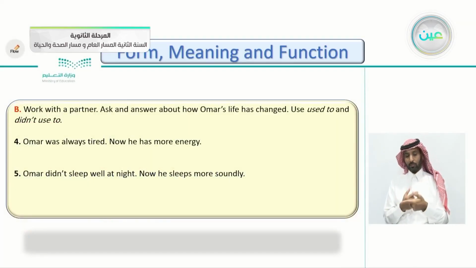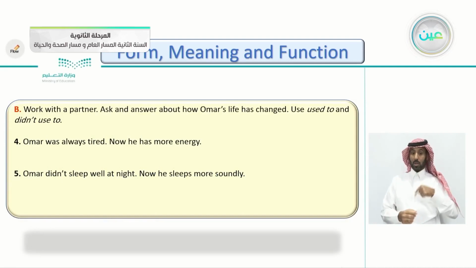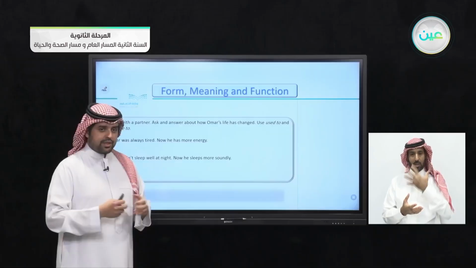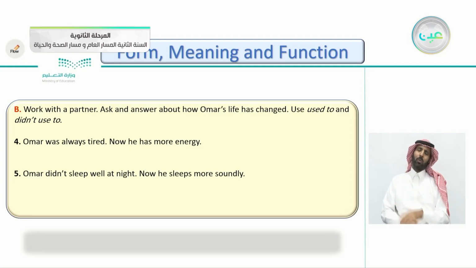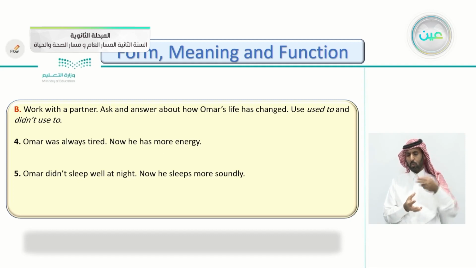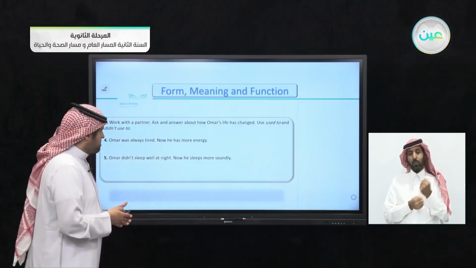Continuing here, Umar was always tired. Now he has more energy. So we're talking about his shape, his strength here. Umar was always tired before. This is in the past. Now, because he's exercising maybe, he has more energy. So give me a question and answer using used to or would.